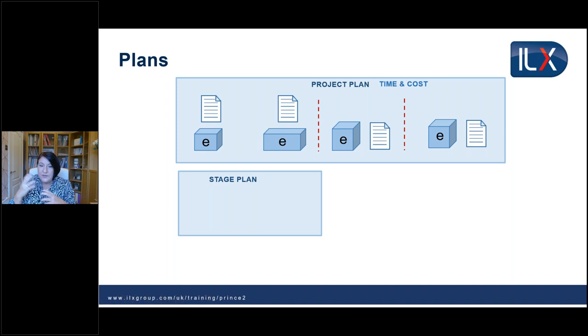plan. Now, the stage plan can take direction from the project plan as far as the major products in the project plan, but breaking it down into more detail. We'd write product descriptions for the product. We'd do the estimates for timescales and costs. So then we've got an understanding of the time and cost for doing all of that work in that stage. This is going to be more accurate because we're looking at it in more detail. So now we've got the stage plan.